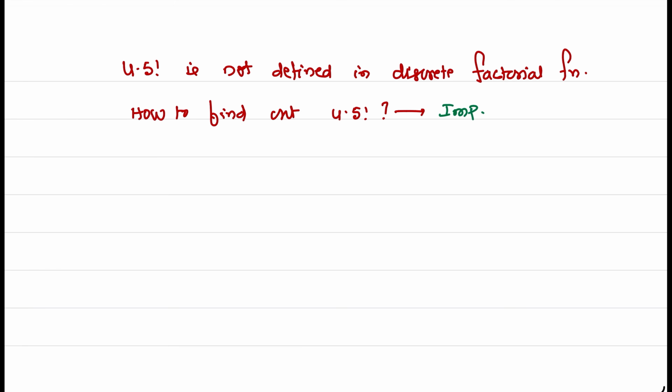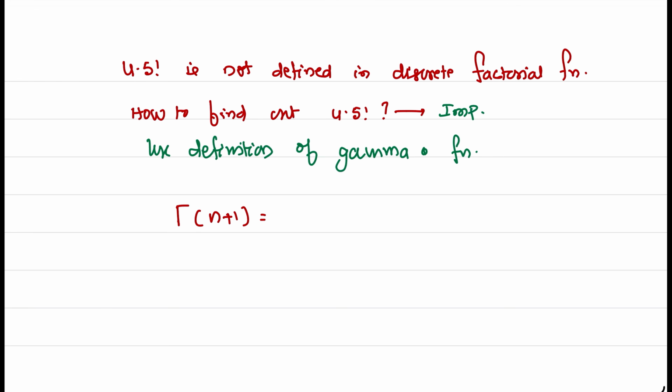To solve this, we will use the gamma function. Use the definition of the gamma function and subsequent derivations of the gamma function and connecting it to factorial. That's what we have done. Gamma n plus 1 is equal to factorial n for all positive real numbers n greater than 0.